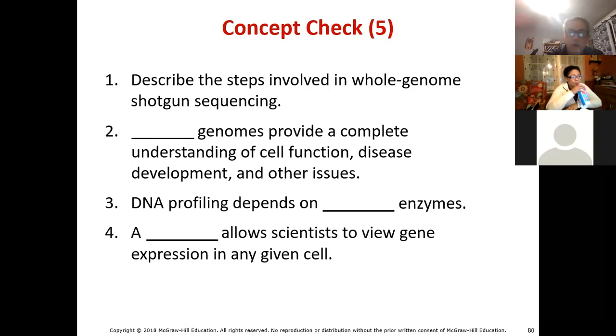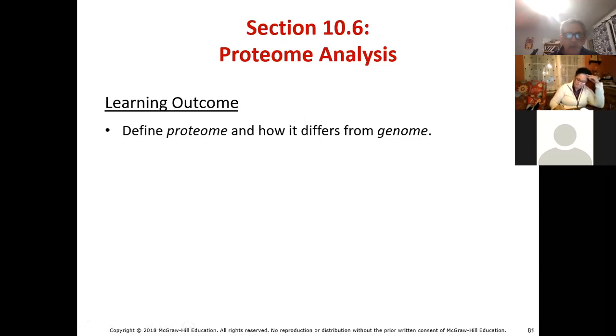The steps involved in whole genome shotgun sequencing. The blank genomes provide a complete understanding of cell function, disease development, and other issues. The whole genome, I guess. DNA profiling depends on restriction endonuclease enzymes. In situ, I think that technique allows scientists to view gene expression in any given cell. I believe that could be the last.